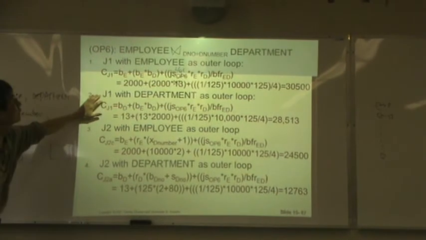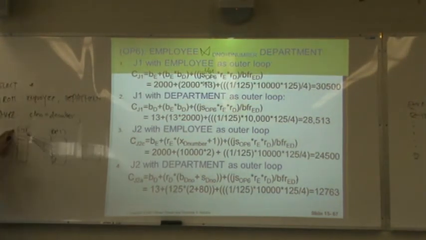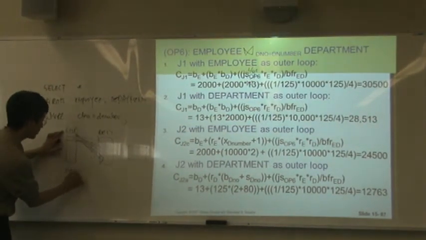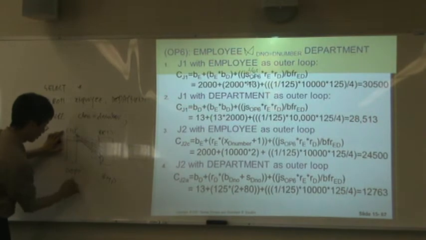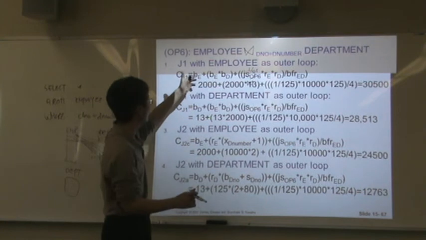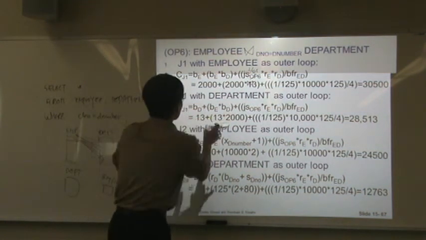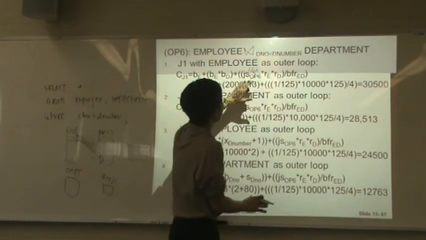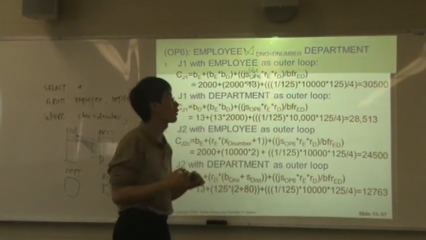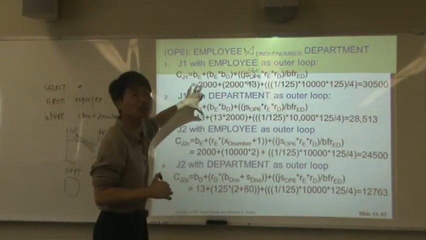What about this? Is the employee as outer loop, like this one. Also, we can consider department first and employee. So outer is the department, inner is employee. What's the difference? So for each department block, and compute this might be the same, and this is the same, this is the same. So output is 28,500. The difference is this one.